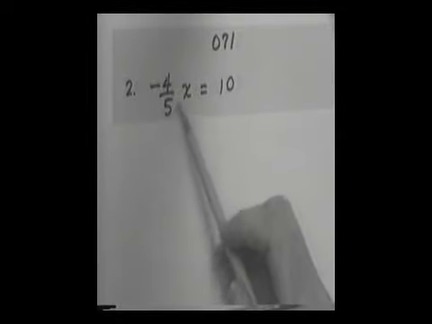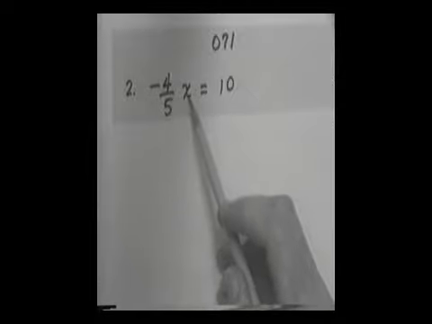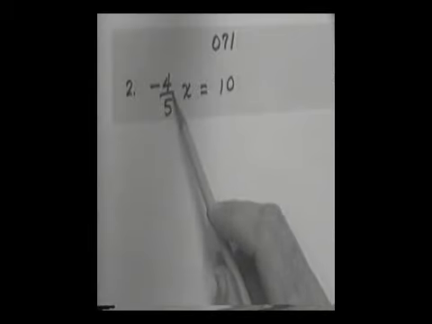Here we have a coefficient which is a fraction. The coefficient of x, the thing that keeps x from being by itself, is negative 4/5. Notice that negative 4/5 is a coefficient of x because it is multiplied by x. To eliminate this factor that is multiplied, we can multiply by its reciprocal.